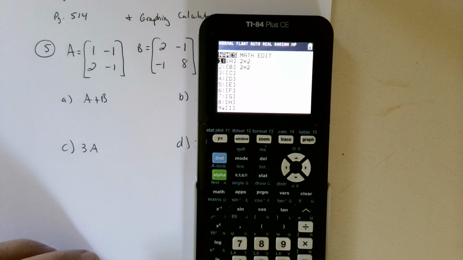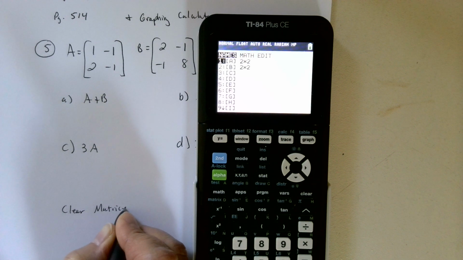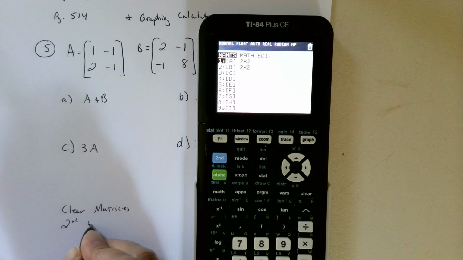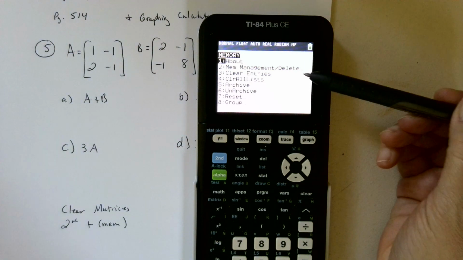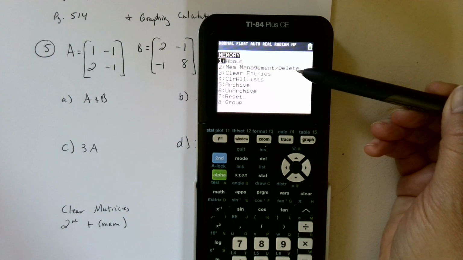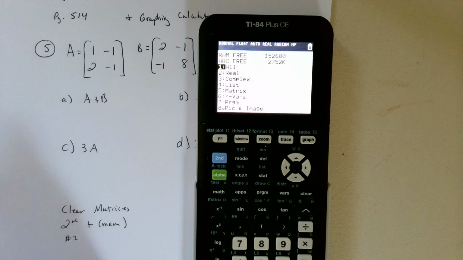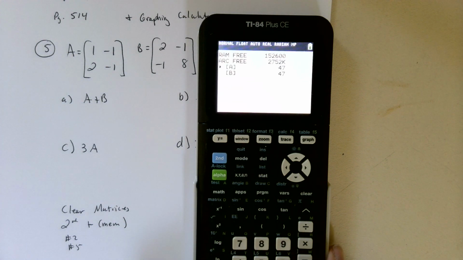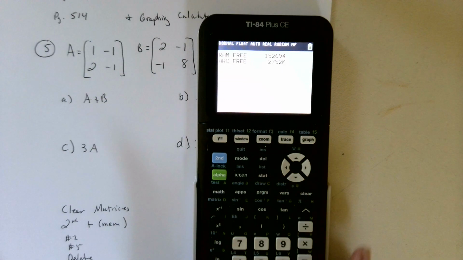So if you want to clear your matrices, you're going to hit second plus sign. So you're going to go second plus sign, which is memory. And inside the memory, you see this number 2. You want to manage or delete. So you're going to hit number 2. And then you'll see that number 5 says matrices. So I'm going to hit number 5. And then you can see the individual matrices, and you can delete as needed. So I'm just going to hit the delete button, and my matrix A goes away, and my matrix B goes away. And then I can just go second quit.